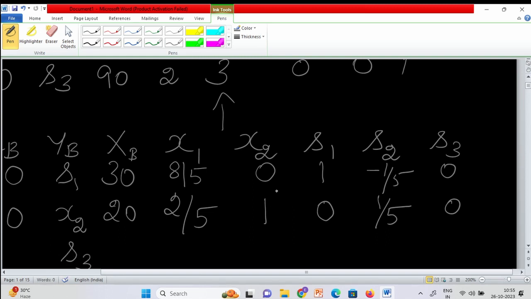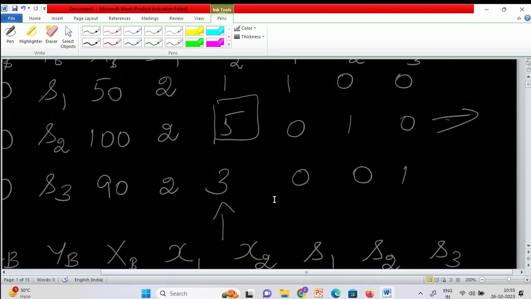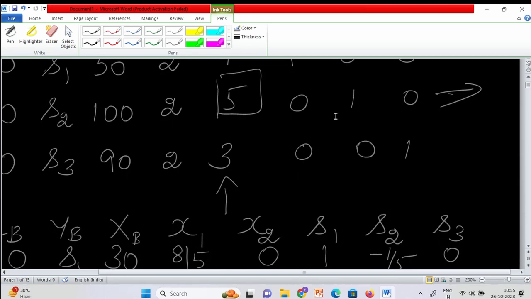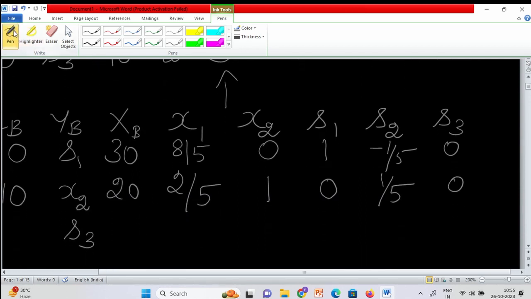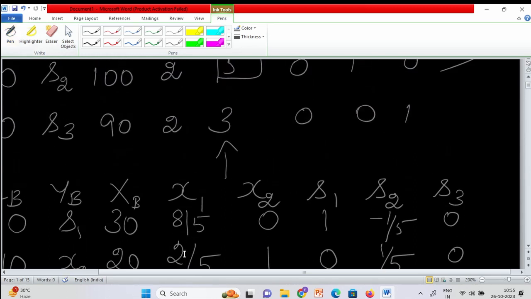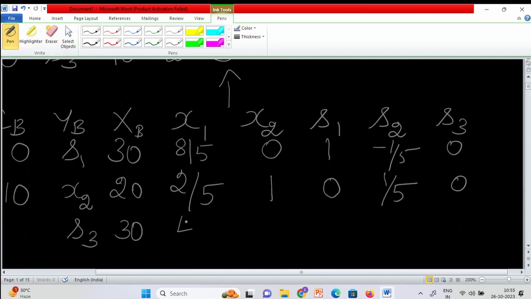We have to make this element also 0. For that we multiply this row by 3 and then subtract that from this row. Here it is 20. If you multiply this by 3, we will get 60. So 90 minus 60 is 30. And then here 2 by 5, we have to subtract this one. So 6 by 5. Here 2 minus 6 by 5, which is 4 by 5.